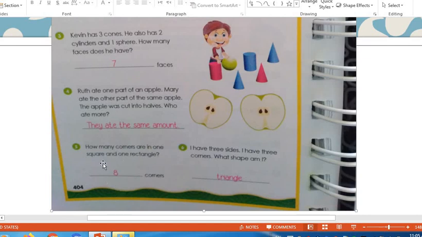How many corners in one square and one rectangle? If I draw one square and one rectangle, I know the square has 4 corners and the rectangle has another 4 corners. So the total, 4 plus 4 equals, if I count them after drawing, I will find that they are 8 corners, right? I have 3 sides, I have 3 corners. So what shape am I? 3 sides, 3 corners. Of course, I am the triangle.